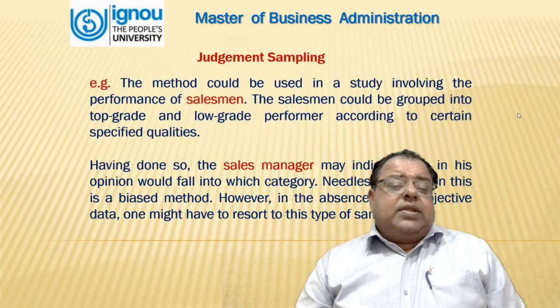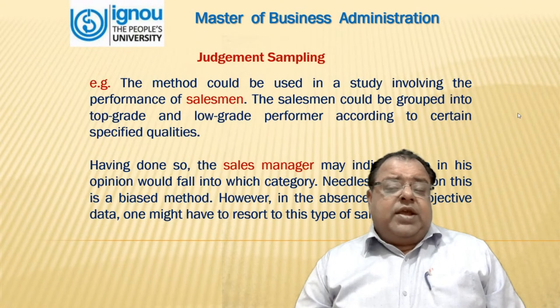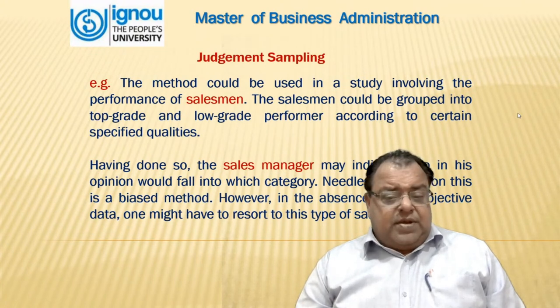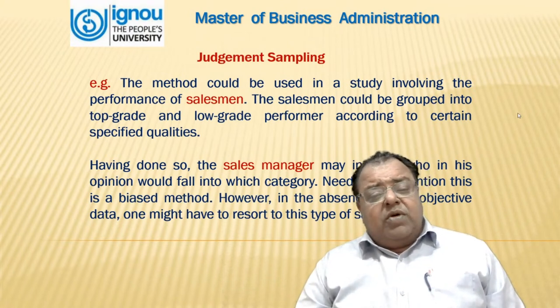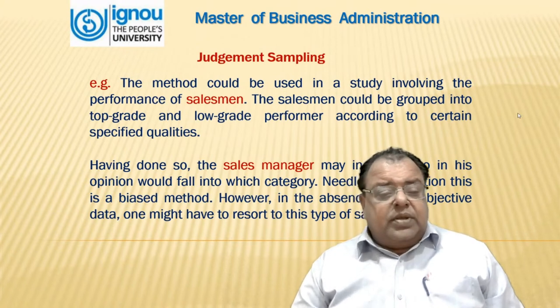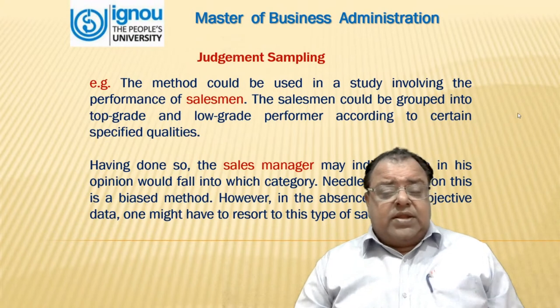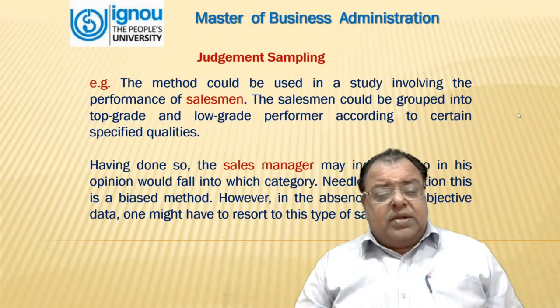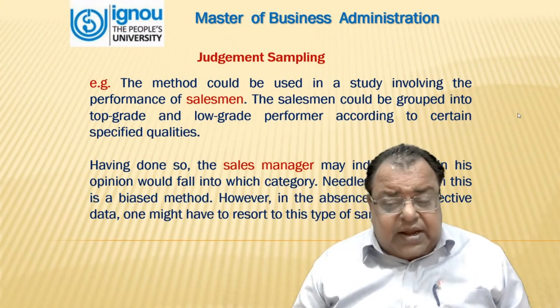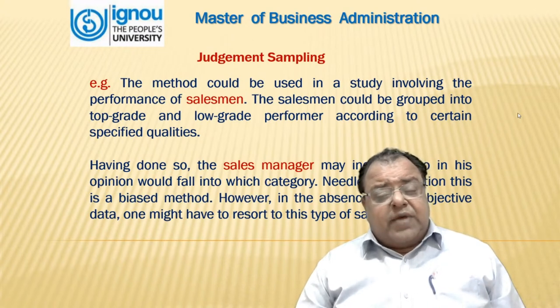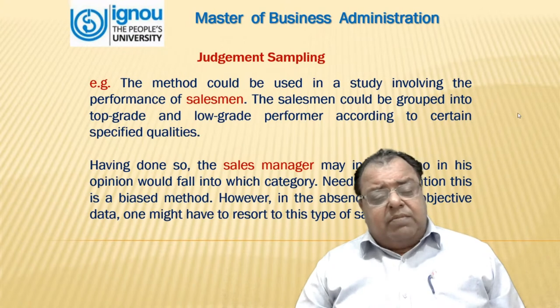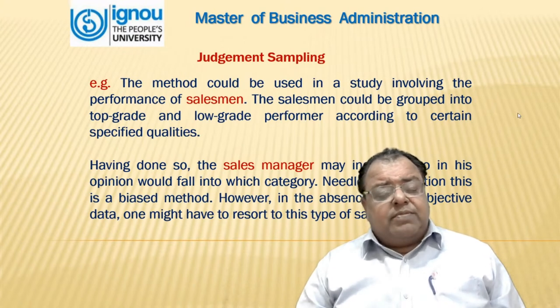For example, the method could be used in a study involving the performance of salesmen. The salesmen could be grouped into top-grade and low-grade performers according to certain specified qualities. Having done so, the sales manager may indicate whose opinion would fall into this category. Needless to mention, this is a biased method. However, in the absence of any objective data, one might have to resort to this type of sampling.